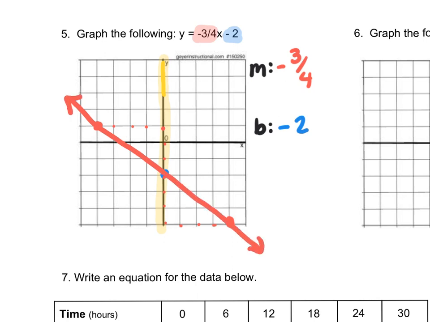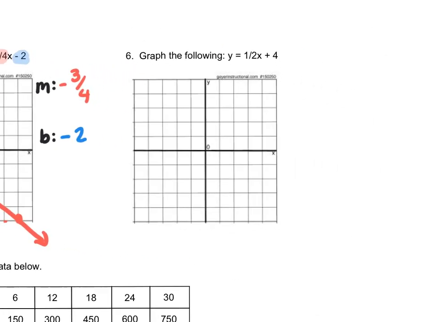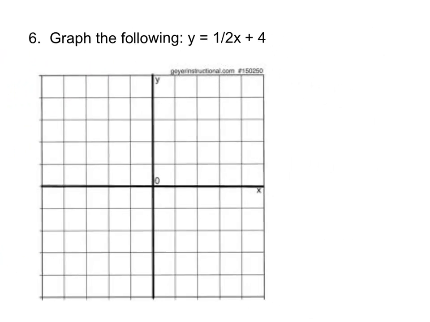And we have our line. Okay, number 6. We're going to make sure we have our M and our B. So M and B. Our M is our 1/2, and our B is our 4. So once we do that, I'm going to write it over here. This is our rise over our run.